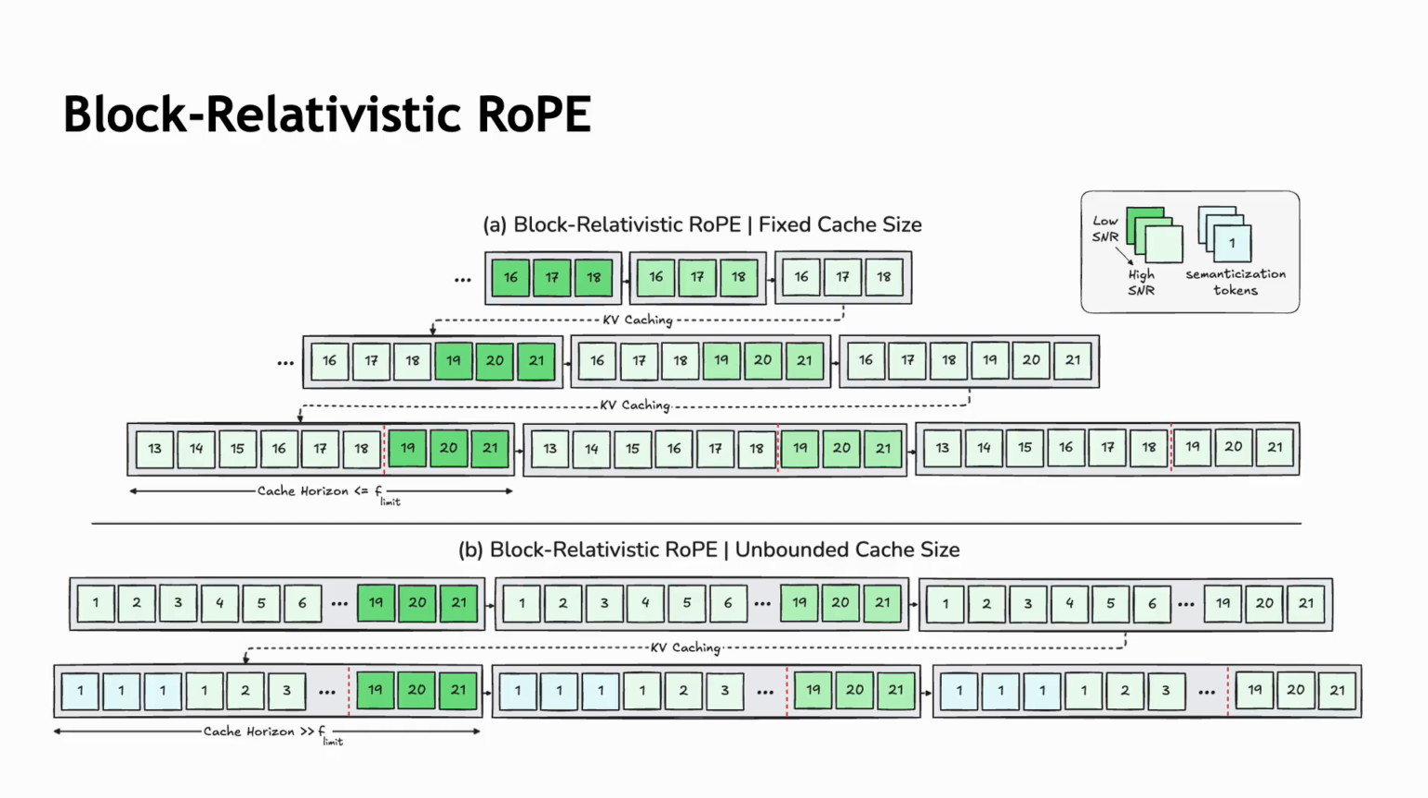This figure shows two variants. In A, with a fixed cache size, we maintain a sliding window. The cache horizon stays bounded. In B, with unbounded cache, earlier frames naturally compress to semanticization tokens as they age. This is entirely training free. We only change how positions are assigned at inference time, and the model handles it because every local window looks like it is training data.